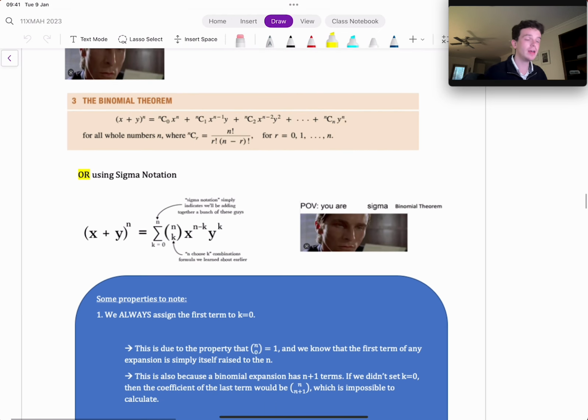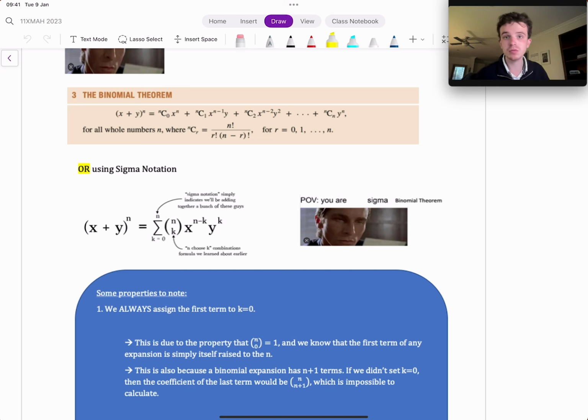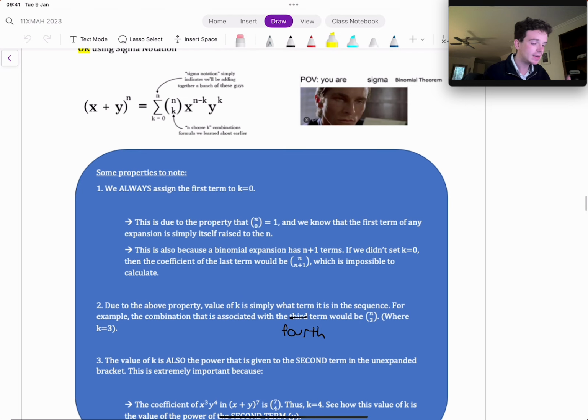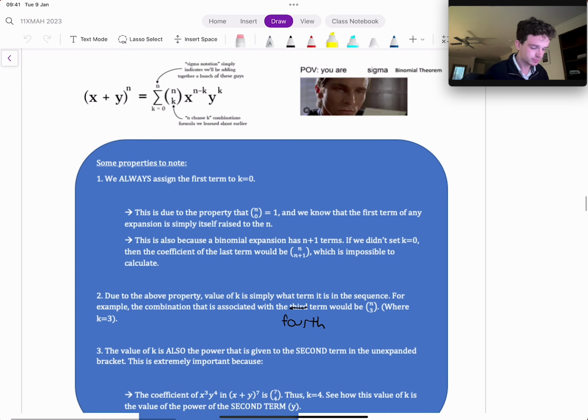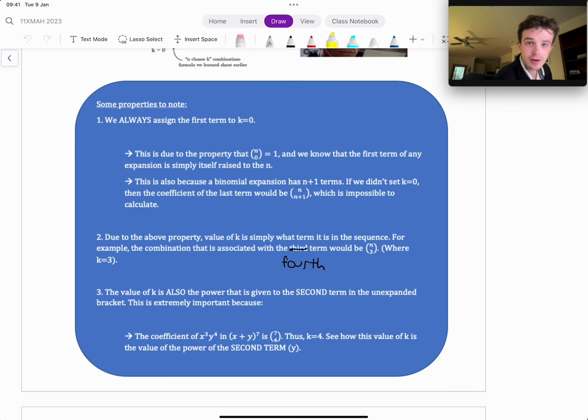First of all, we have the normal binomial theorem, which states that (x + y)^n is n choose 0 times x^n, plus n choose 1 times x^(n-1) y, and so on. Or we can use sigma notation: (x + y)^n is equal to the sum from k = 0 to n of n choose k times x^(n-k) y^k. Some interesting properties are that we always start k at 0. This is due to the property that n choose 0 is 1. Also, if we didn't start k at 0, then the coefficient of the last term would be n choose n + 1, which is impossible.